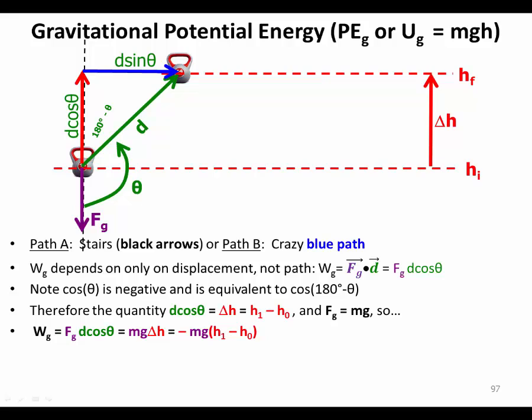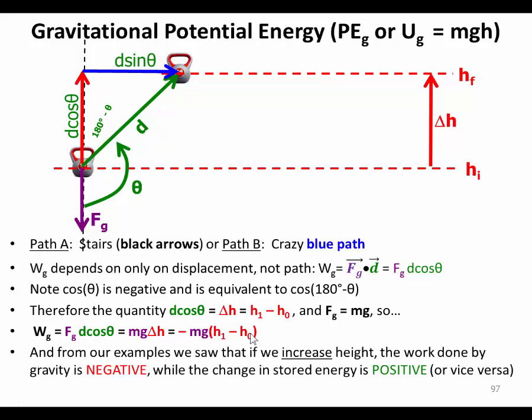So our work done by gravity is Fg times d cosine of theta, and d cosine of theta is just delta h, so it equals negative mg times our height difference, h1 minus h0. That's the work done by gravity. Now remember, as we increase our height, the work done by gravity is negative, and the change in energy stored is positive, which just tells us that for gravity or any other conservative force, the work done is negative, but the potential energy for that same work being done is positive, or vice versa.